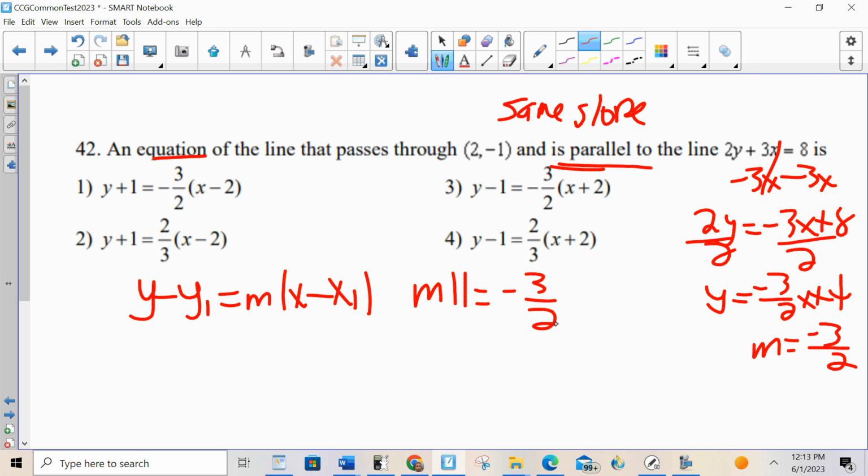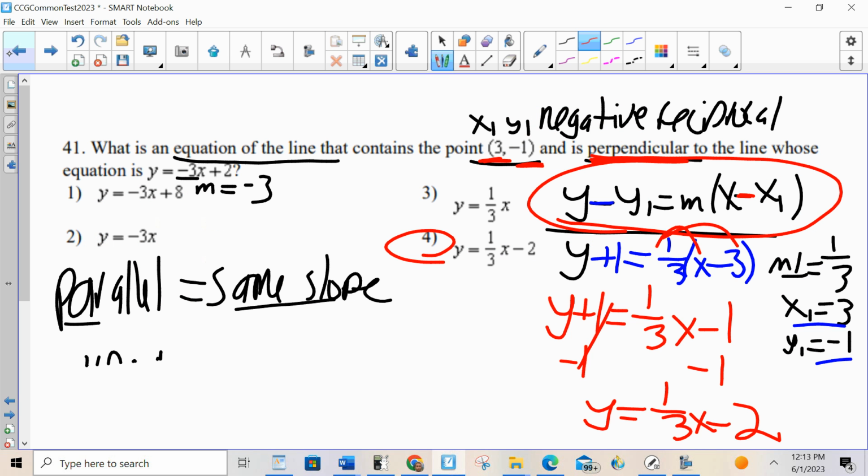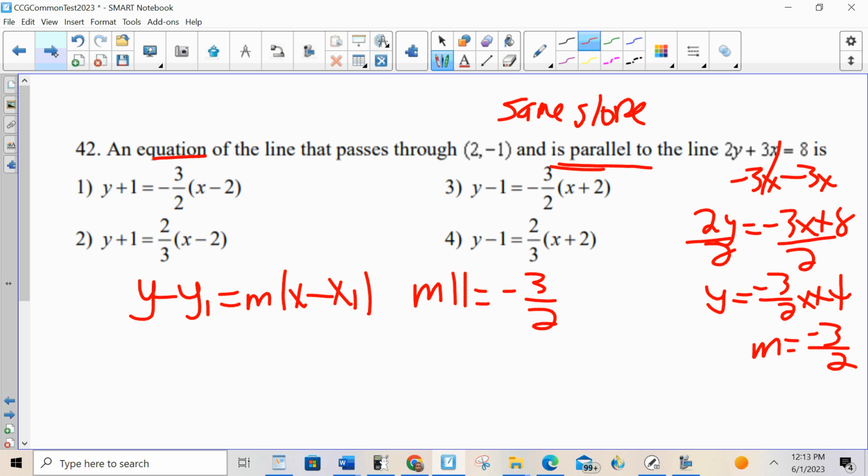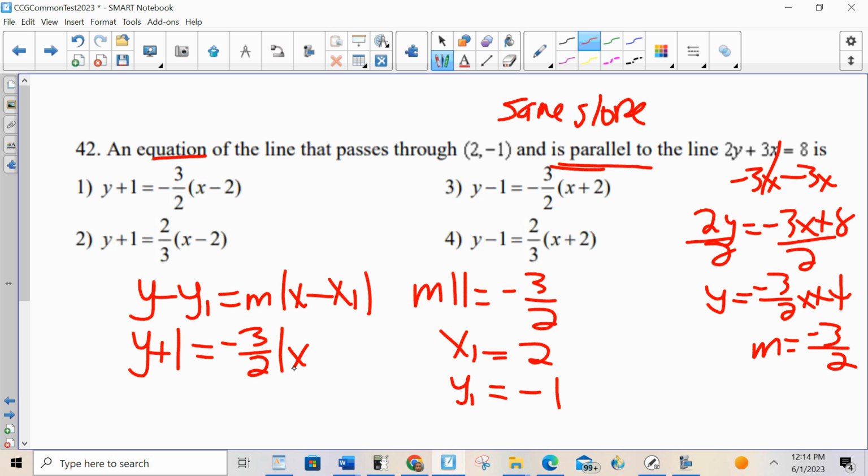In the last problem, I wrote m perpendicular because it was perpendicular. In this problem, I'm writing m parallel since it's parallel. x1, y1 are the coordinates of the point that it passes through: 2, negative 1. I pop the values in. Minus y1 means change the sign of y1, so this becomes plus 1. M is negative 3/2. X stays x. Minus x1 means change the sign of x1, so I put minus 2. I'm in point slope form.